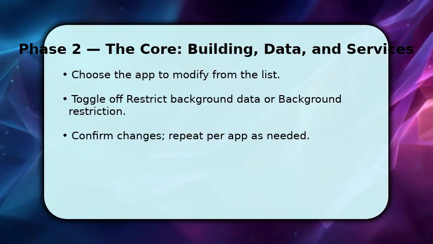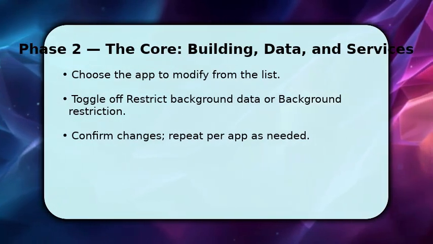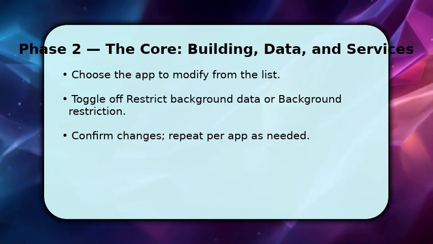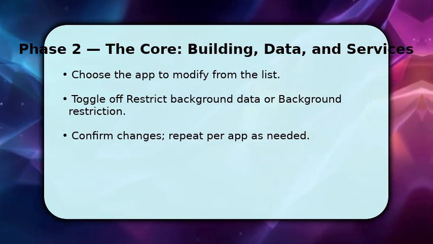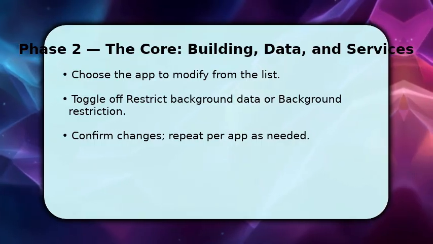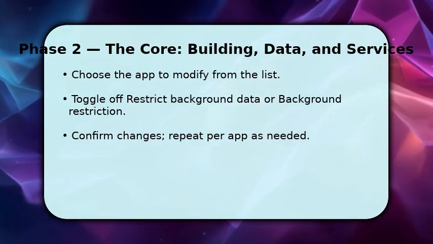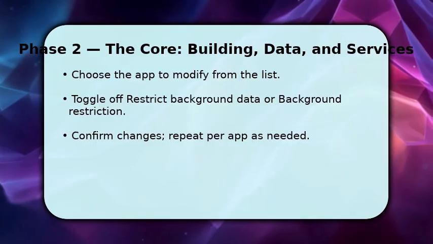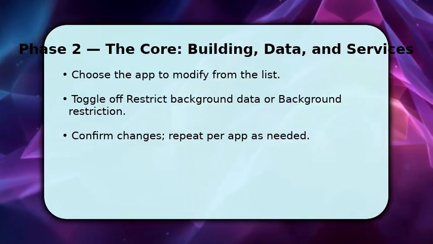You now select each app you need to change. Tap its entry to open app data details. Once inside, find background data or background restriction and toggle it off. This allows the app to use data when not on screen. If Android prompts with a confirmation, accept it.